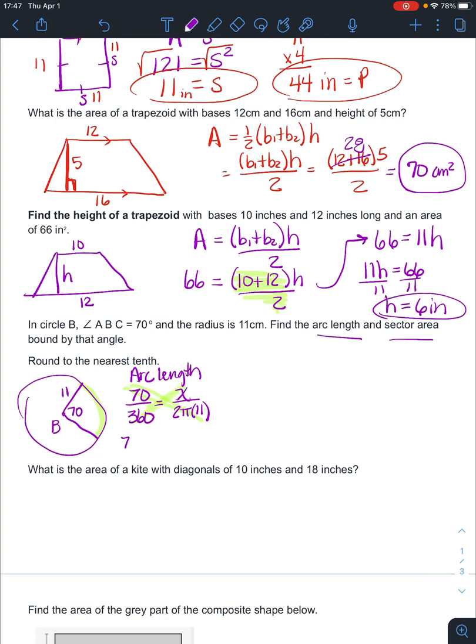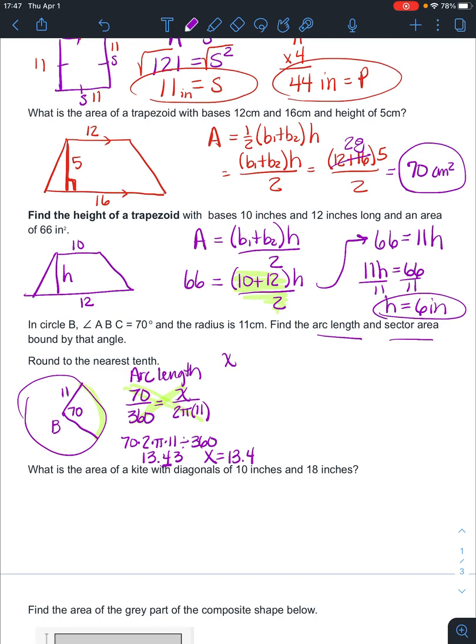So now we cross multiply. So we would do 70 times 2 times pi times 11, and then we would divide by 360. So if you do 70 times 2 times pi times 11, you get 4838 and some change divided by 360, and you get 13.4. It says round to the nearest tenth. You get 13.43. So we're going to look at our 4. That's in our tenths place, and we're going to decide, okay, the 3 is not going to power up, so we get that our arc length is 13.4.